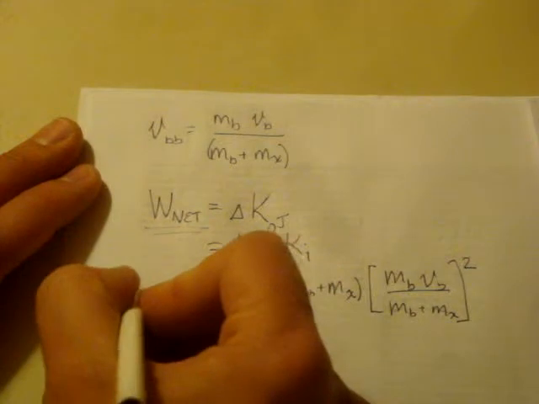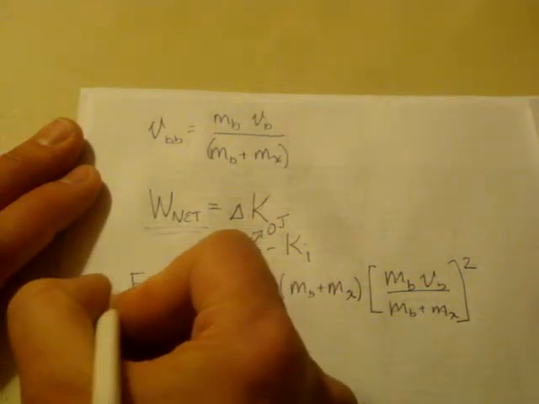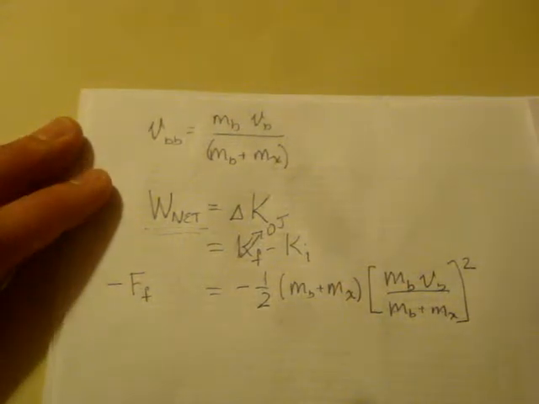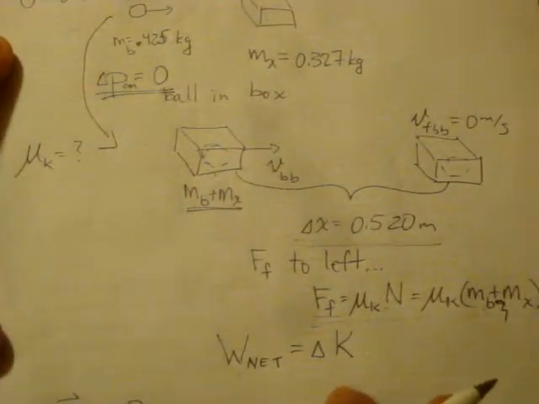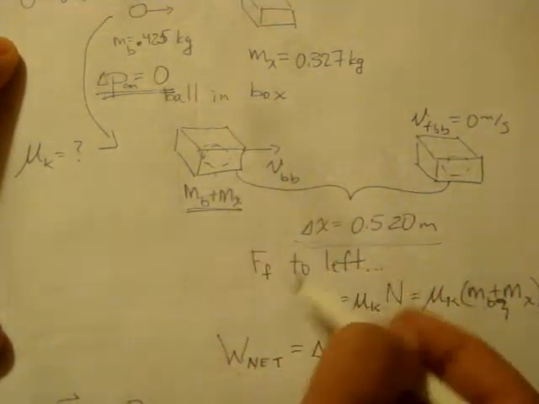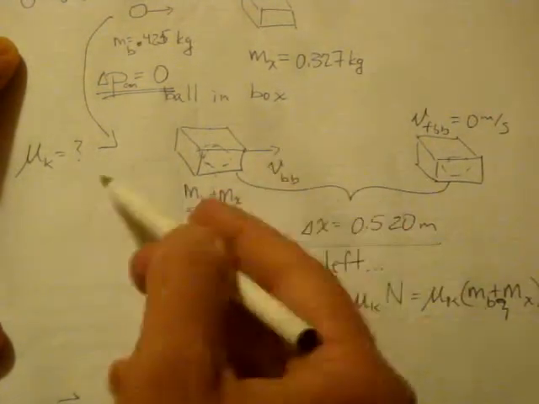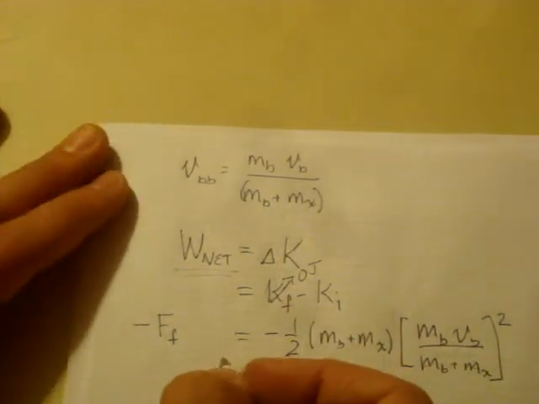And the net work is a non-conservative work. And that is simply equal to the frictional force in this case, which is negative, right? Because we know that the frictional force is to the left. The frictional force causes a deceleration. It acts against the direction. The frictional force always acts against the direction of motion. The direction of motion is to the right, so the frictional force here will be to the left.